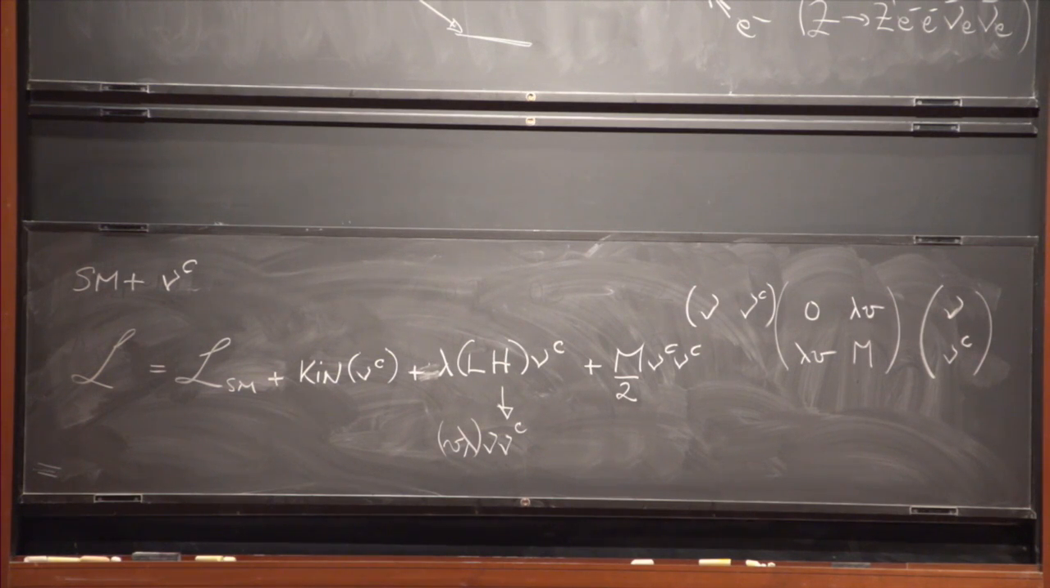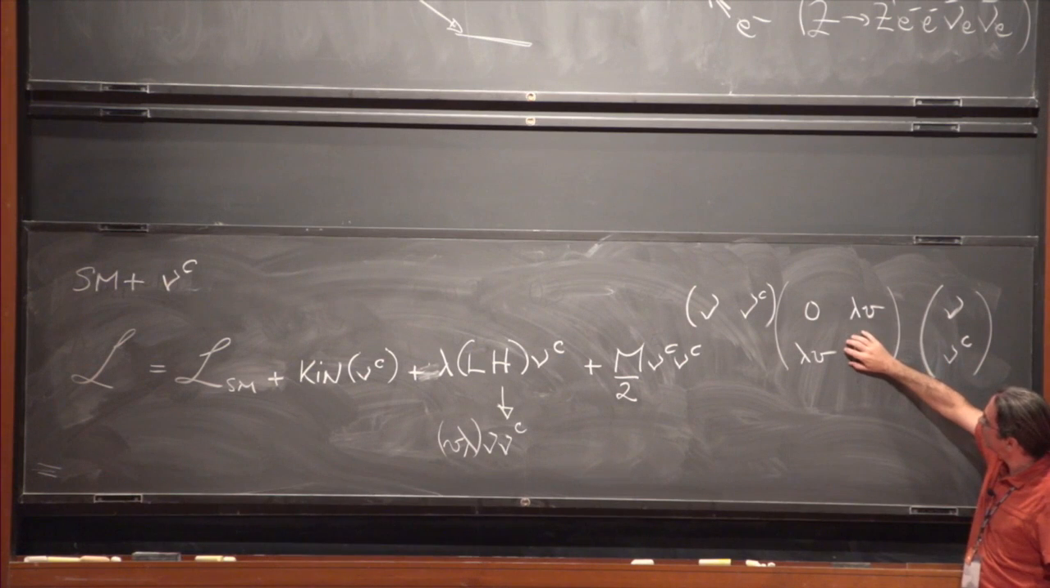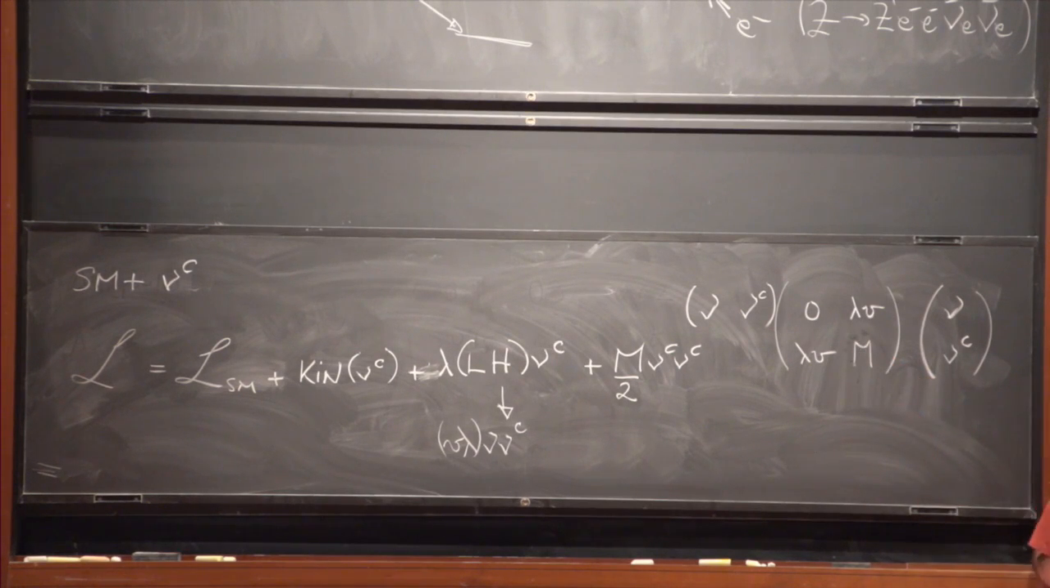I can ask what happens if m is equal to 0. If m is equal to 0, this matrix looks like this. This is what's characteristic of a Dirac fermion. So in this scenario, the neutrino is a Dirac fermion, and the observed neutrino mass is lambda v.